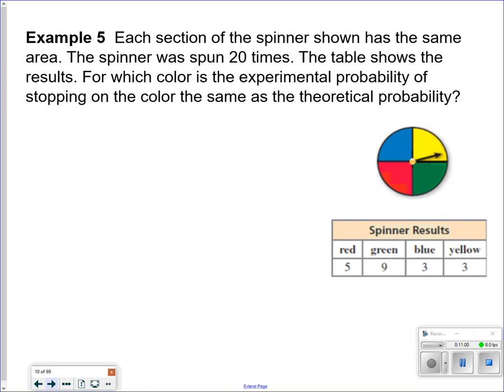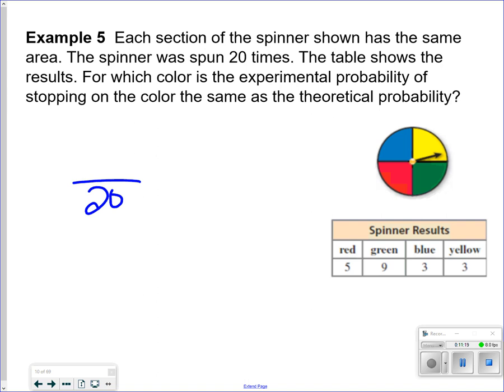Each section of the spinner is shown at the same area. The spinner is spun 20 times, and the table shows the results. So the total number of times the spinner was spun was 20. That's the total. For which color is the experimental probability of stopping on the color the same as the theoretical probability? So what should happen here?